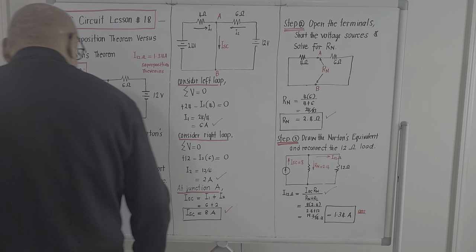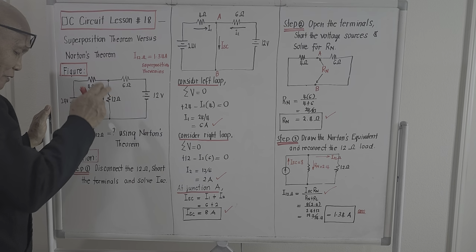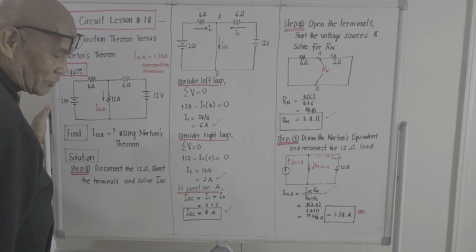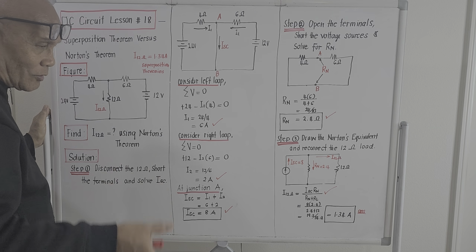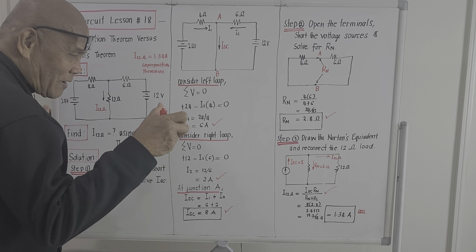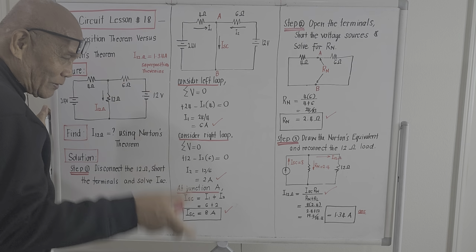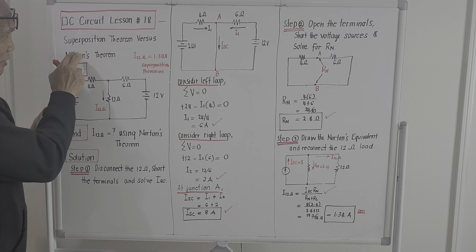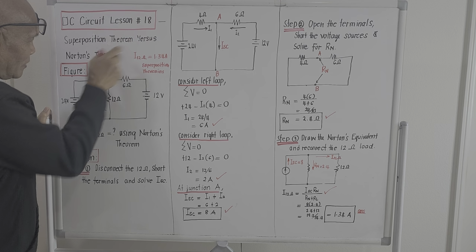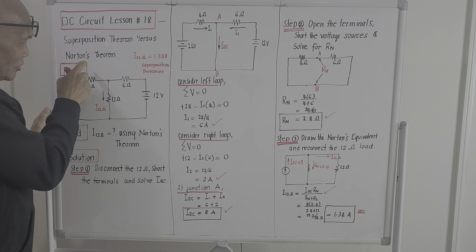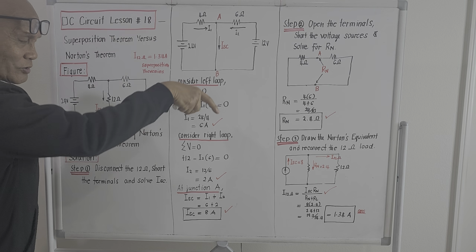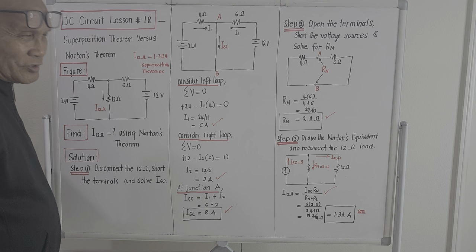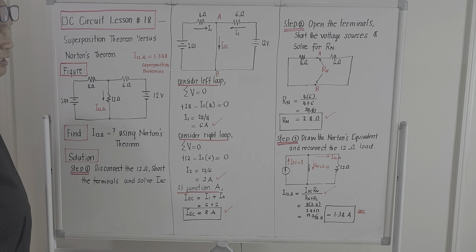The subject matter for tonight is DC circuit, lesson number 18. We are on the topic superposition, but we are fact checking the solution of the superposition in Thevenin's theorem. For tonight, we will be using the so-called Norton's theorem. So the title of the topic will be Superposition Theorem versus Norton's Theorem. This Norton's theorem will fact check the solution of the superposition theorem from previous lesson number 16, I think. Let's try to bring out the figure.